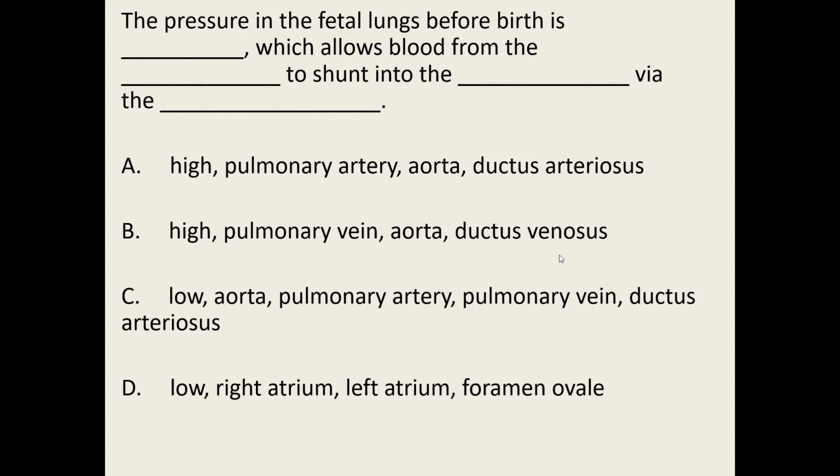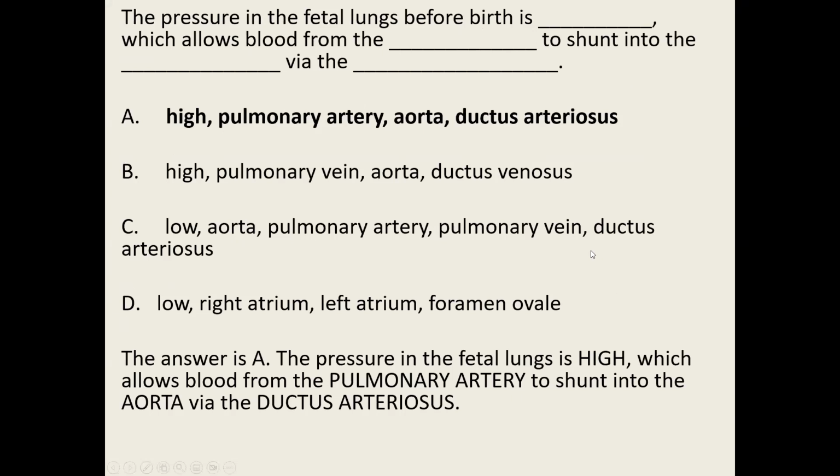This is where that brainstorming comes in, guys. If you could brainstorm on this stuff and remember it, it'll be easier to remember. So you're going to eliminate anything with low pressure here because the pressure is going to be high, and anything associated with shunting from the liver, which is your ductus venosus. All right, so the answer here is going to be what? A. Pressure in the fetal lungs is high, which allows the blood from the pulmonary artery to shunt into the aorta by that ductus arteriosus.